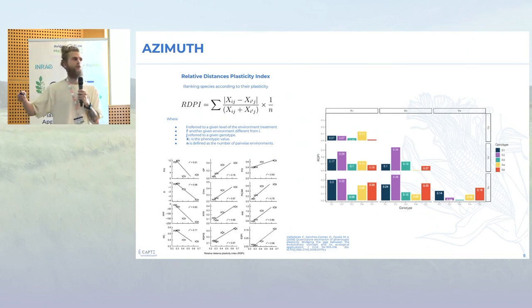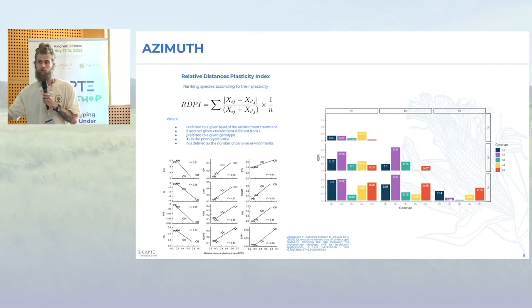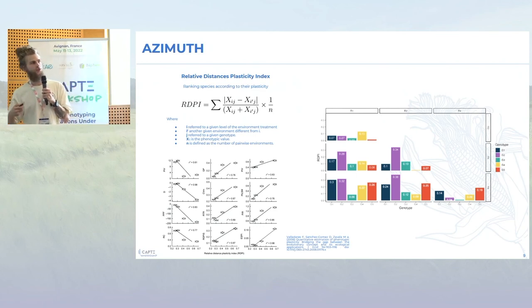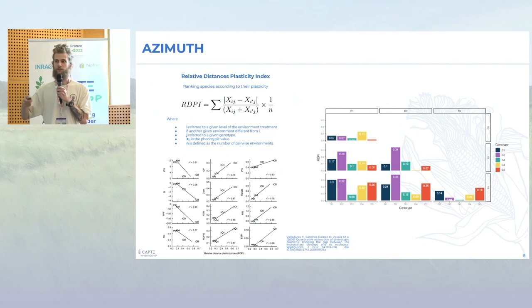So these are quite classical methods, ANOVA, which is a statistically robust method, but it only gives significant differences in distributions or groups. But there exist some other indices. For example, this index is the RDPI, which permits to rank species according to their plasticity, and it permits to quantify plasticity per unit of environmental change.